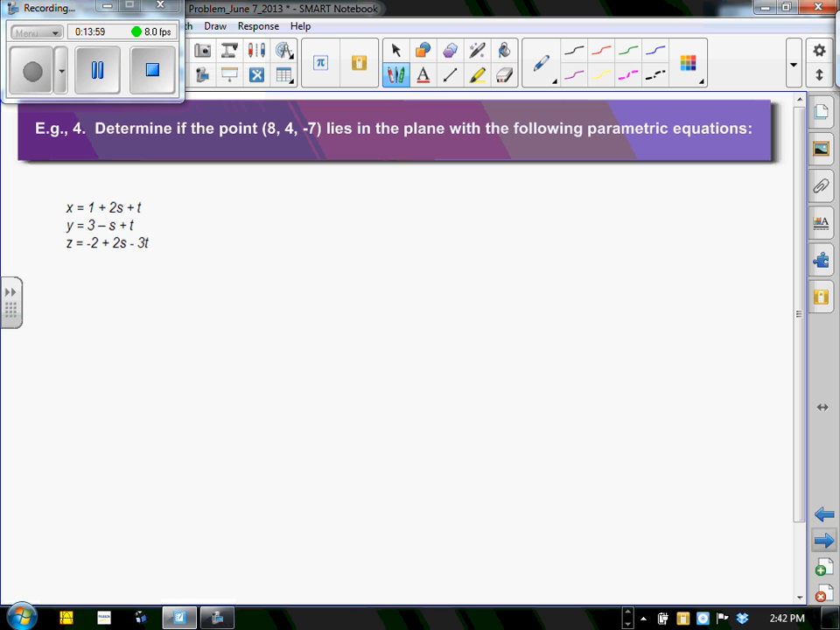Last but not least, and we'll check our time, we're up to 13 minutes. This one here, let's try to keep this well under 20. So we'll determine if the point 8, 4, minus 7 lies in the plane that is defined by these parametric equations. The way we proceed with this is that given the point 8, 4, minus 7, we can broaden the definition by substituting in the values.